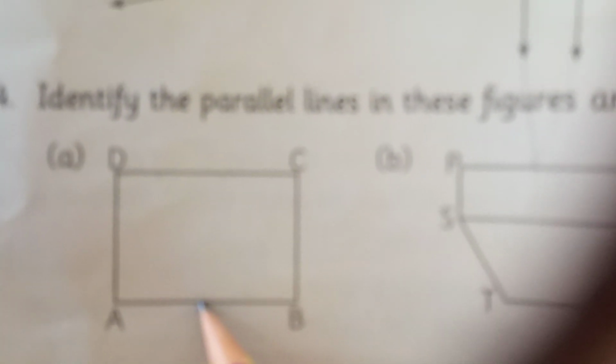Moving to question number 4, identify the parallel lines in these figures and write their names. So in figure A, there are 4 sides, 4 line segments. So you have to find out which are parallel lines. So children, these 2 lines are cutting. But these 2 lines are parallel. Opposite sides are parallel. These will not cut each other. Similarly, these 2 lines are parallel. Again, these 2 lines, if you extend them, they will not cut each other. So first pair and second pair, these are parallel lines.